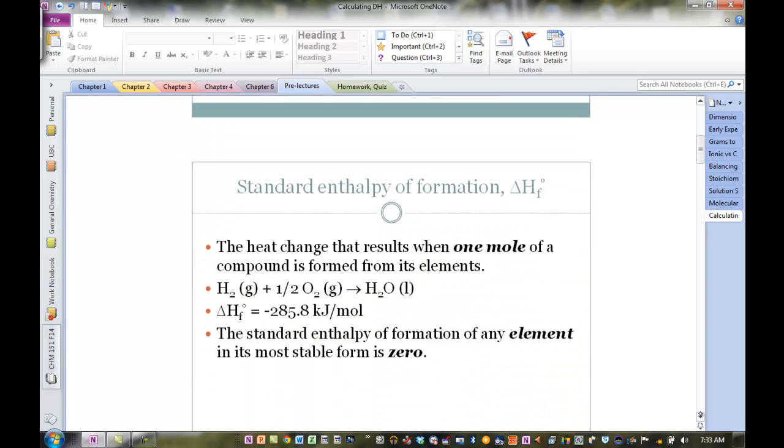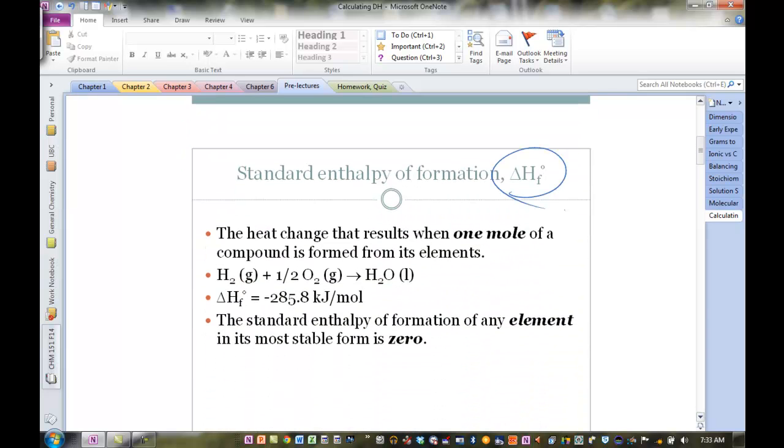So for the first method, the direct method, we need to know what the standard enthalpy of formation is. The definition is it's the heat change that results when 1 mole, so make sure you note it's 1 mole, of a compound is formed from its elements. So remember, a compound is composed of 2 or more elements. It's one of the definitions that we covered way back when. So here's an example of a formation reaction.